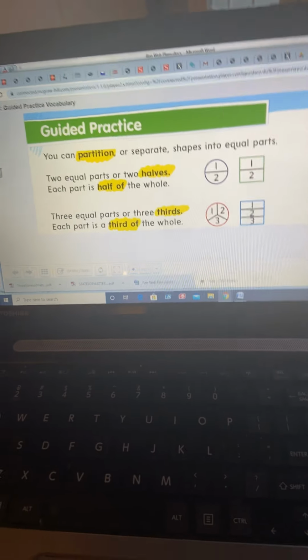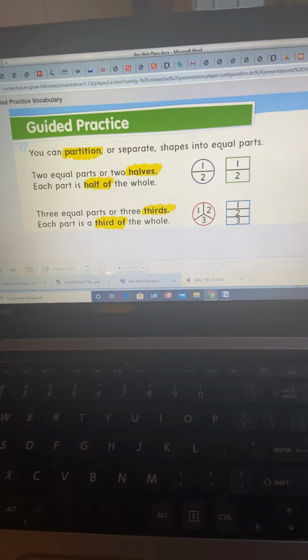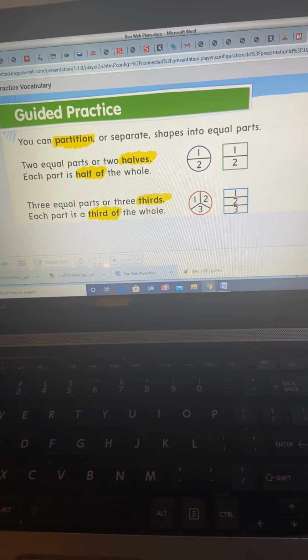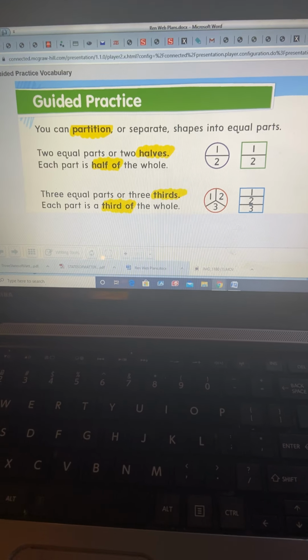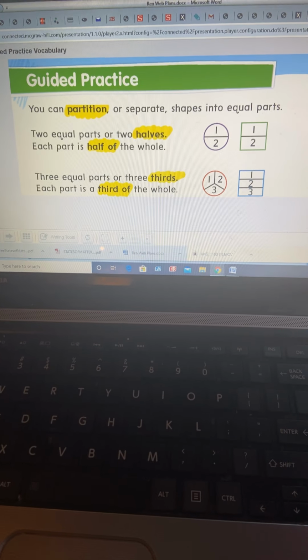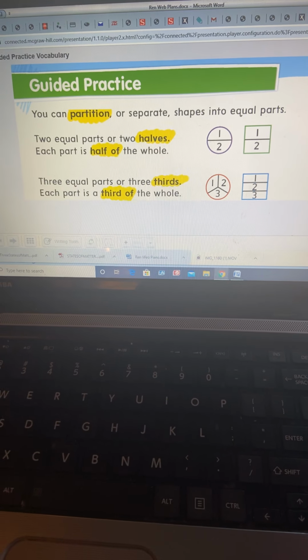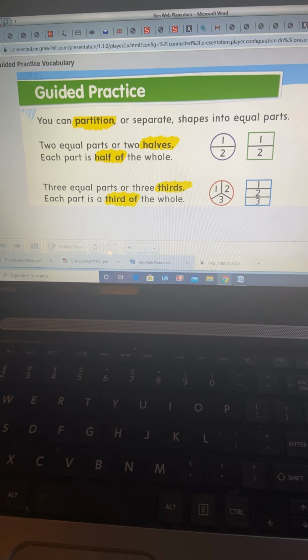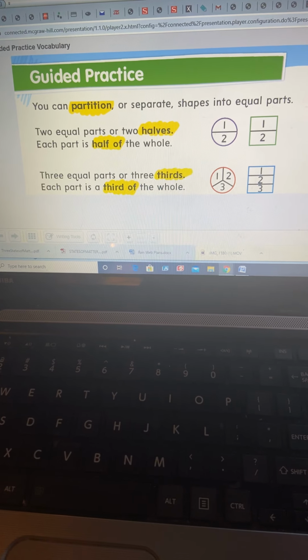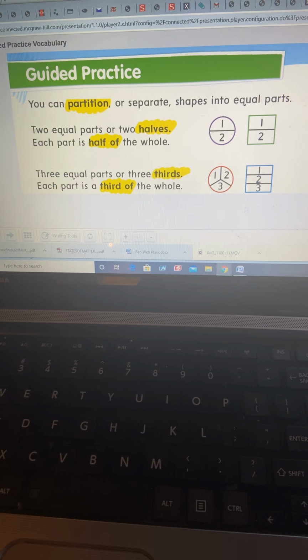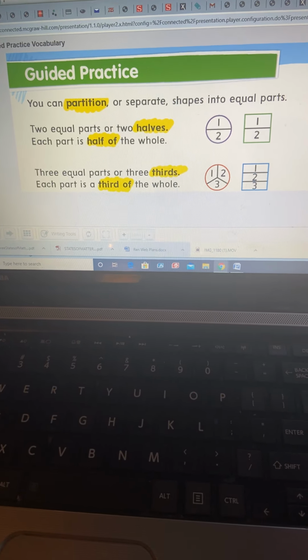Today for math, we're going to be talking about equal parts. Equal parts. Think about the phrase equal parts. So equal means what? When we say 2 plus 2 equals 4, what we're saying is that 2 plus 2 is the same as 4. So equal parts mean the parts are all the same.